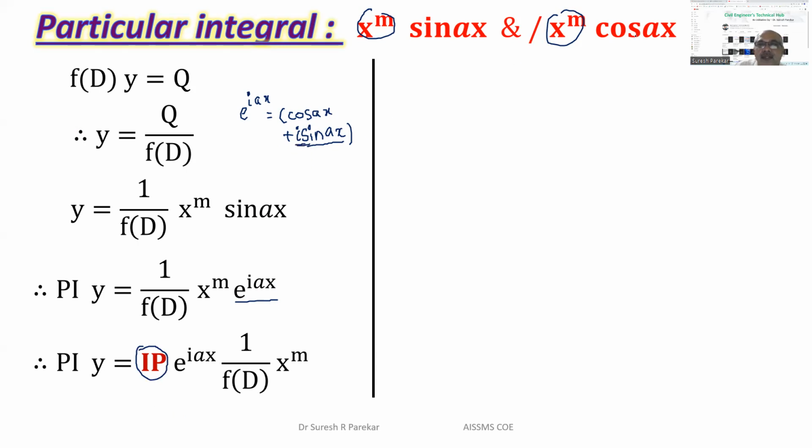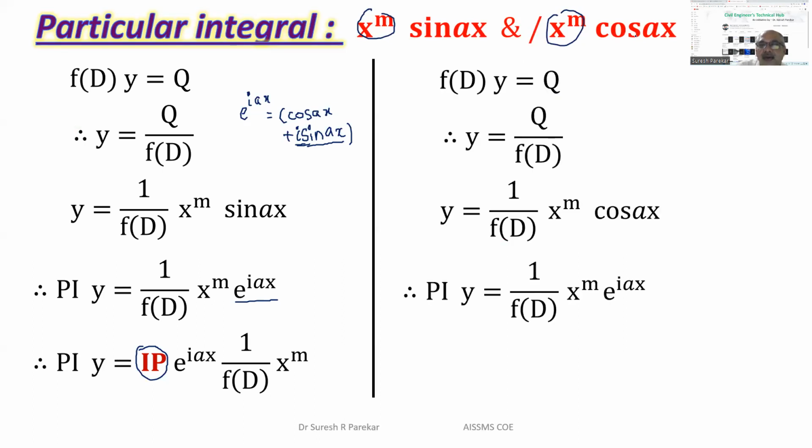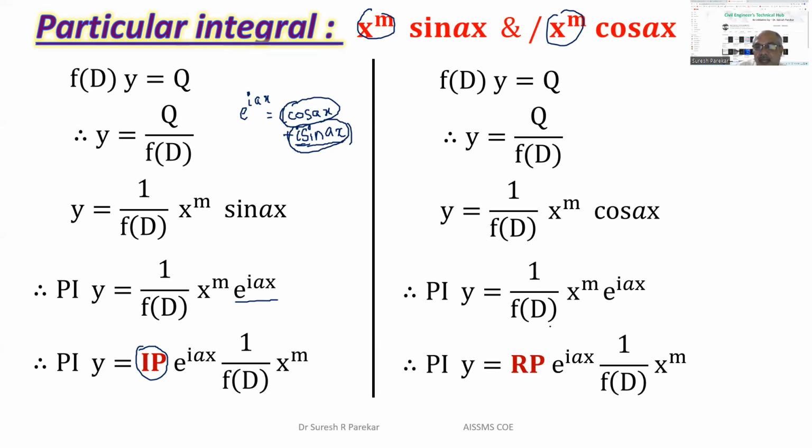And when we have cos ax, you can see on this side we have cos ax here, and then we have to consider it as a real part. So whenever cos ax, we have to go for the real part. Whenever sin ax, we have to go for the imaginary part. So here I have mentioned the real part of this.